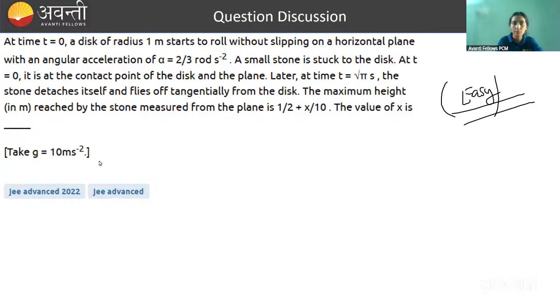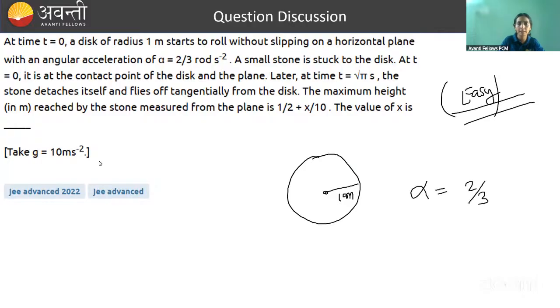Okay, I will just give you a hint of how to go at this question. So there is a disk, okay? Disk of radius 1 meter. This radius is of 1 meter. And it is already said that it is rolling. Its angular acceleration is also given in the case of rolling, 2 by 3 with proper unit.